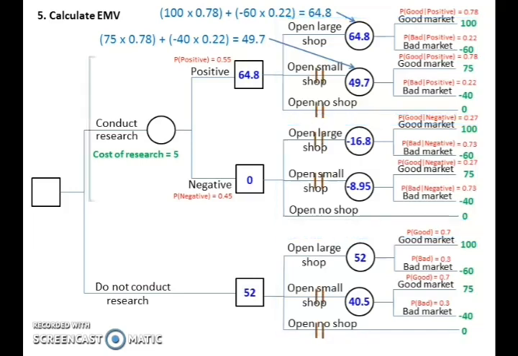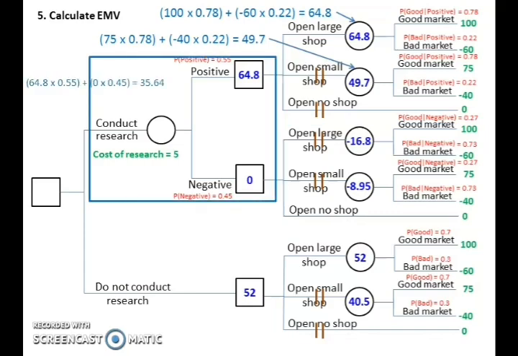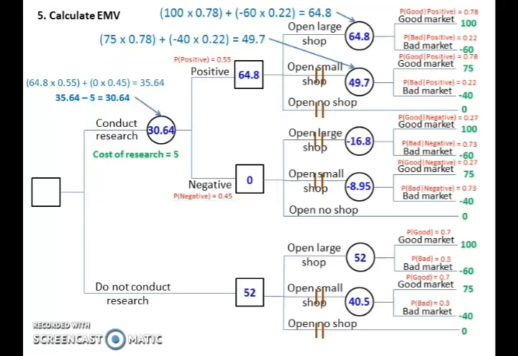Now at this point, calculate another EMV. Because conducting research has a cost, the cost must be subtracted from the EMV. Compare the last two EMVs and choose the highest EMV. Cancel out the branch that is not chosen. Finally, make a decision. To make a decision, identify the alternative at the branches that are chosen.